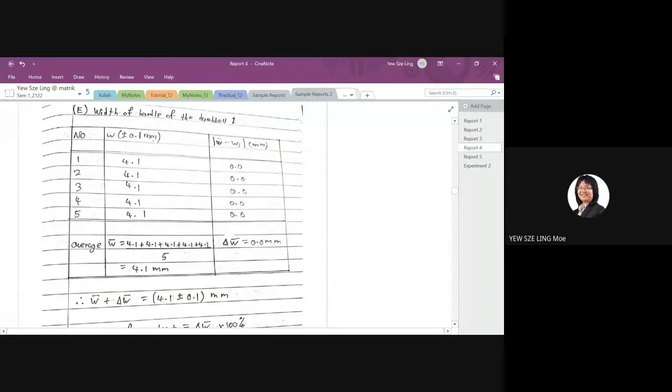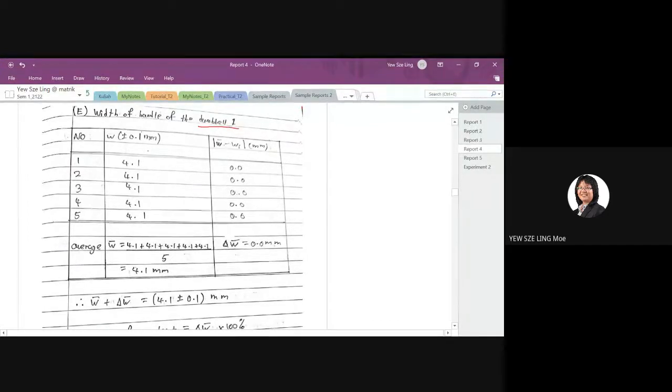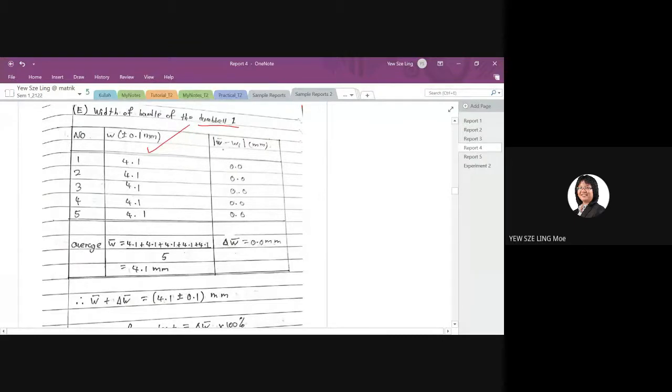Okay, so you measure the width of the handles of the dumbbell. So you use a vernier caliper. A vernier caliper comes with plus minus 0.1 mm uncertainty, so this is correct. So average W minus W_i in mm, correct. Since you have an uncertainty of 0.1, 1 decimal place, the reading recorded should be in 1 decimal place. So 1 decimal place, 1 decimal place, 1 decimal place.